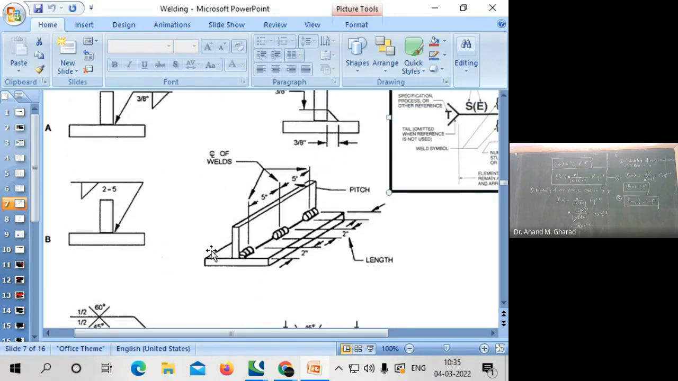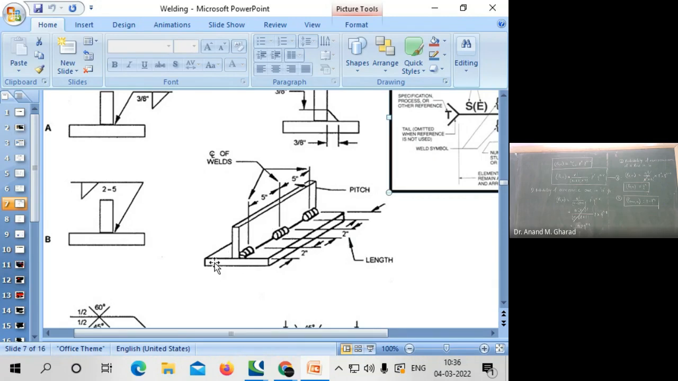Now you can see, in this case, this is a tack weld. There are different lengths of the weld associated, and the center to center distance, what we call the pitch, is also given. What is the pitch distance? It is 5 inch, whereas the length is 2 inch. Length of the weld is 2 inch, pitch is 5 inch.